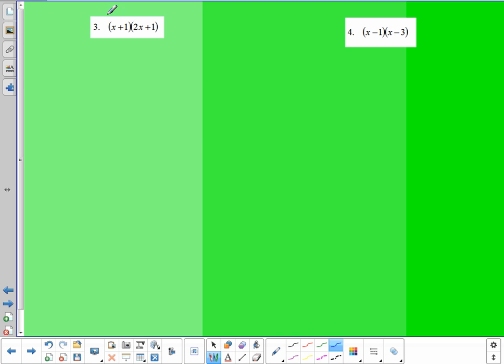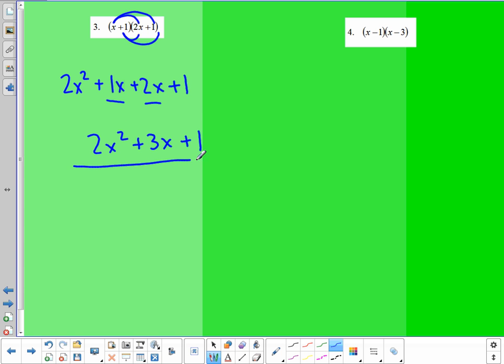I'll FOIL again in number 3. So my first two terms, x times 2x is 2x squared. Outside, x times 1 is 1x. Inside, 1 times 2x is 2x. And last, 1 times 1 is 1. 1x and 2x are like terms, so 2x squared plus 3x plus 1. That's my product.